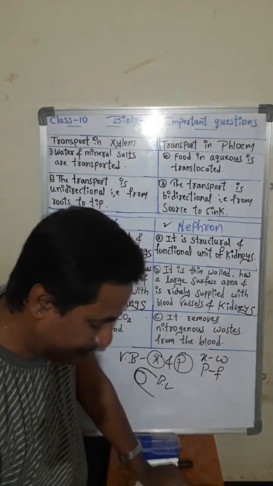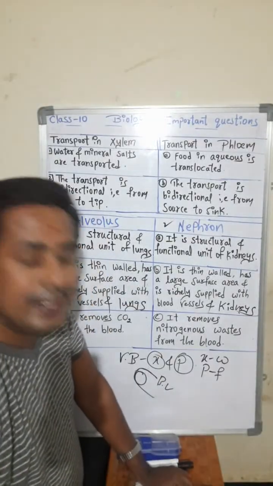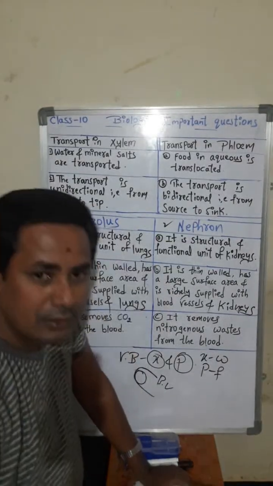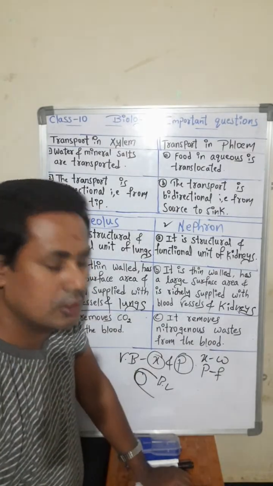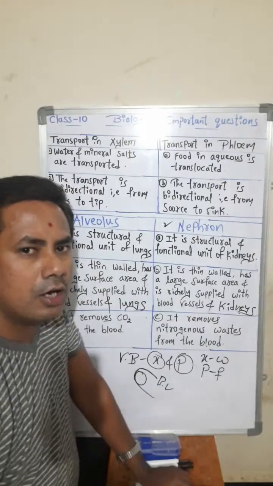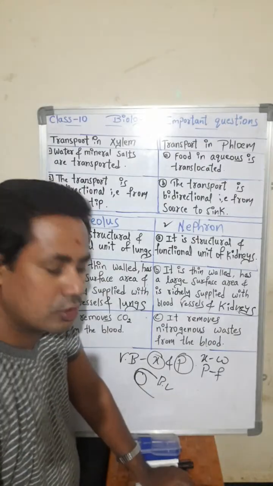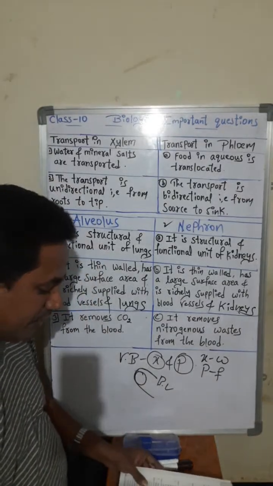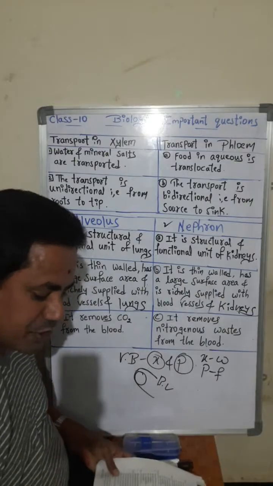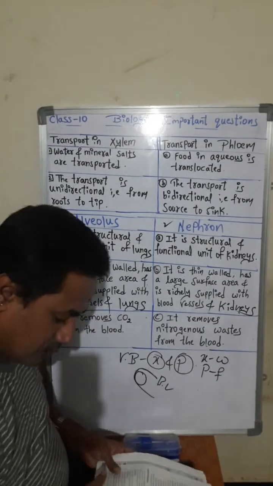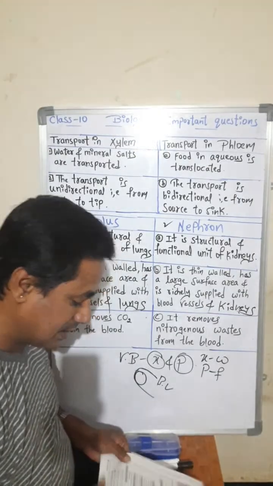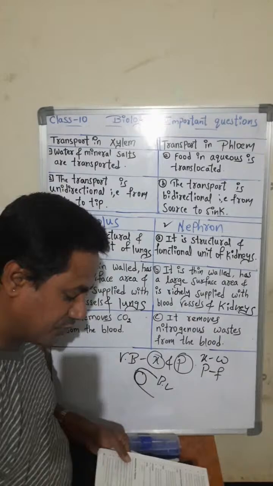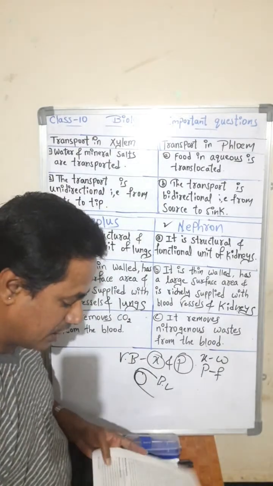But in anaerobic respiration, it is incomplete. Incomplete oxidation of glucose by yeast or in lactic acid formation. So this is the difference between aerobic respiration and anaerobic respiration. We have also seen the main important questions in the last class, the previous video. Okay.